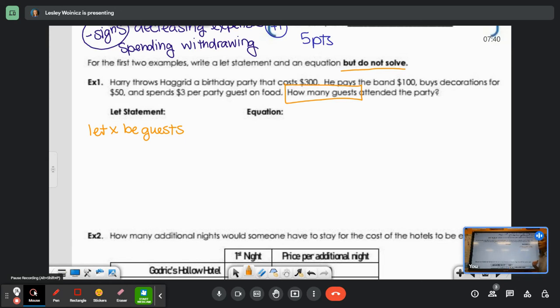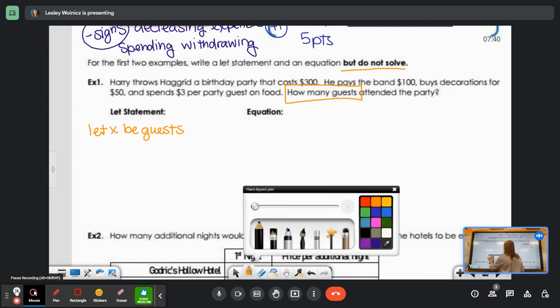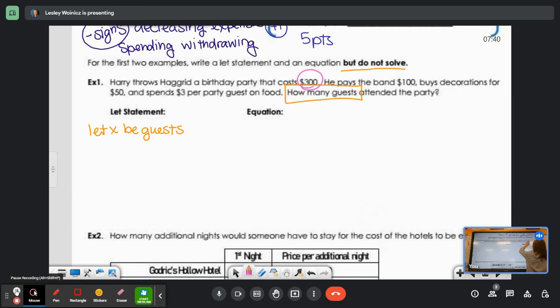Okay. The next thing I want to talk to you about is some key words. When you're setting up this equation, let's circle some numbers. So we've got 300, we've got 50, we've got $3, and we've got 100. Okay, you'll see the per on the 3. That means that it's not just a regular 3, it's a 3 with an X. Okay, so let's talk about some costs. It's going to cost him $100 for the band and $50 for the decorations.